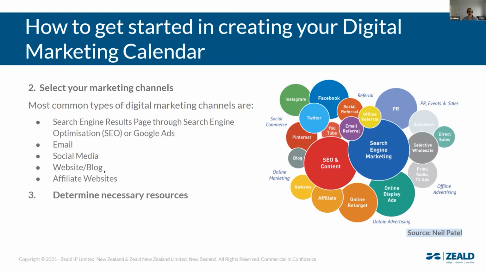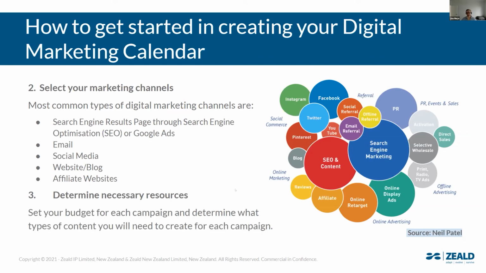And then after you've selected your channels, you know your marketing, you have an idea of what you're going to do for the year, you then determine your necessary resources. So set a budget if it's something that you're going to be paying for, so Google Ads or maybe social media ads, and then determine what types of content you need to create for each campaign as well. So whether it's a blog post, an image, a video, or just some text, you really need to think through and write that down in your calendar.